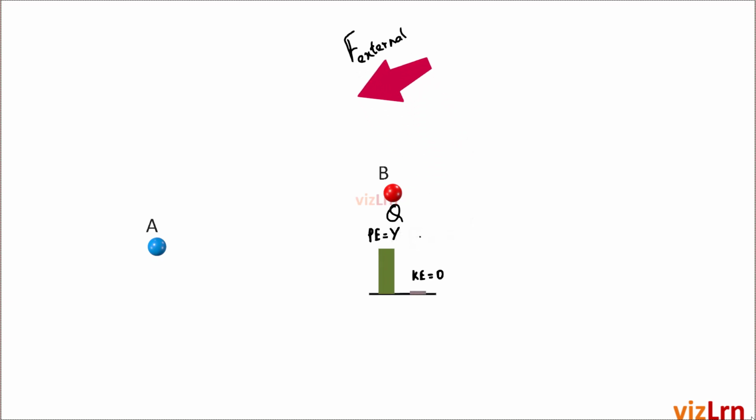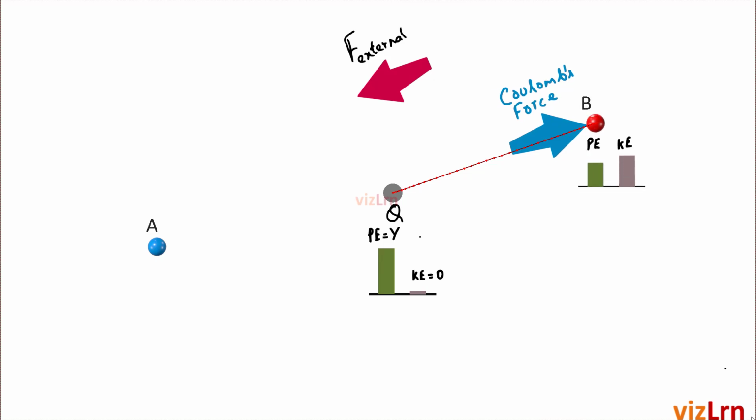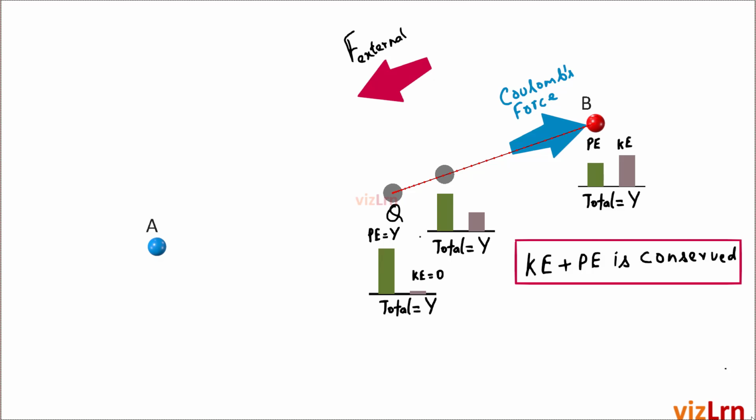Now if I remove my restraining force, then the Coulomb's force of repulsion acting on the charge B will push the charge away, and the charge moves to the right, gaining kinetic energy and losing an equal amount of potential energy. And what we will find is that at any point on the trajectory of the charge B, let us say here, here or here, the sum of the kinetic energy and potential energy of B remains constant. That is the same Y joules. That is, the sum of kinetic and potential energies is conserved.